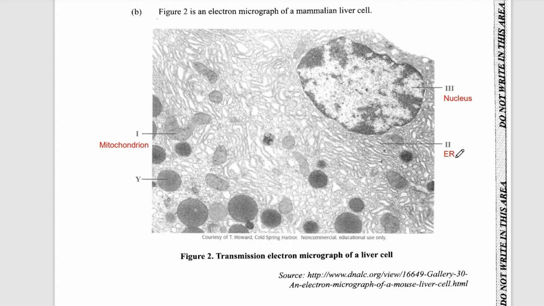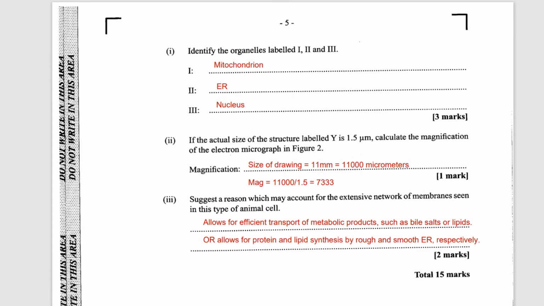2 is the ER, and you can't really tell if it's the smooth or the rough, because you can't really see the ribosomal structures from this point, so you could get away with just saying ER, or if you want to feel bright, endoplasmic reticulum. And 3, which is usually the most prominent structure in a cell, is the nucleus, which holds the DNA of the cell. So B part 1, you'll see that we have identified mitochondria, ER, nucleus.